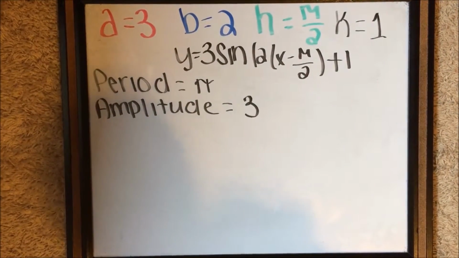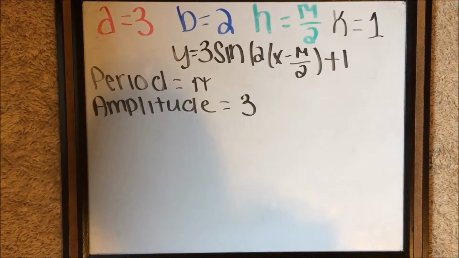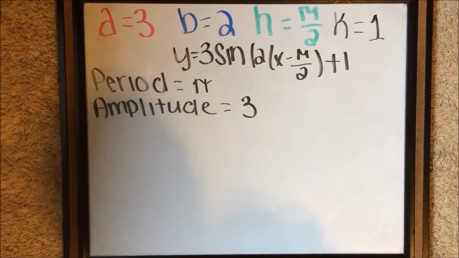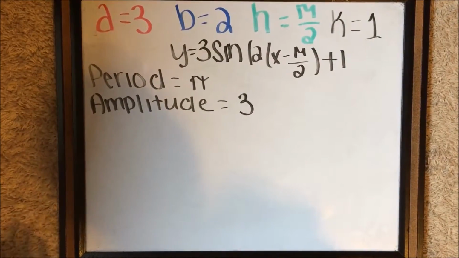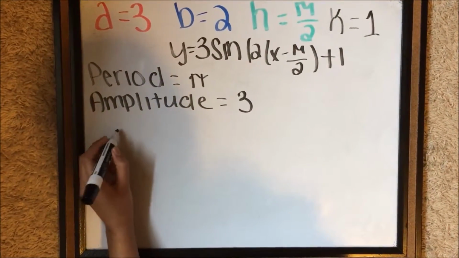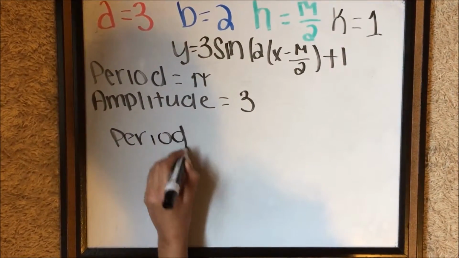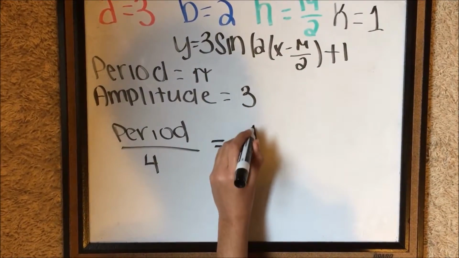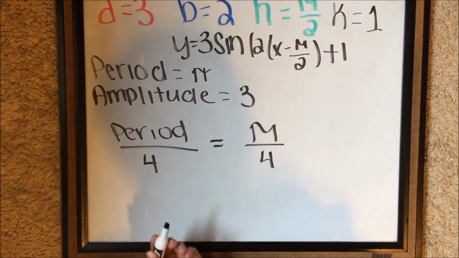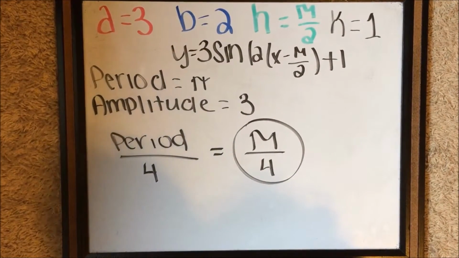Okay, our next step is to find the tick mark length of the graph. When you graph it, you usually have 4 tick marks, and the fourth one is the full cycle or period. So it's really easy to find the tick mark length. All you have to do is take your period and divide that by 4, because there are 4 marks. And so that would be pi divided by 4, and you can't simplify that. So this is our tick mark length.